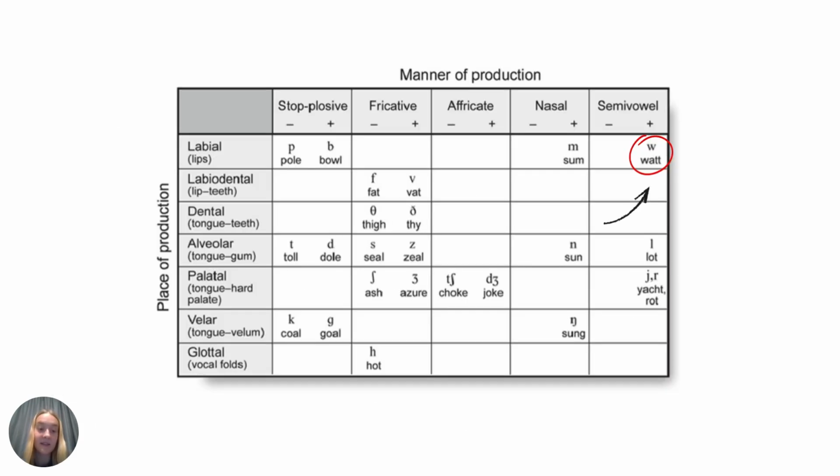And then this is the diagram showing the place of articulation and manner of production for the W sound. And as you can see, it lines up with a labial and then the semivowel, which we talked about is one of the three classifications. There are three different terms.